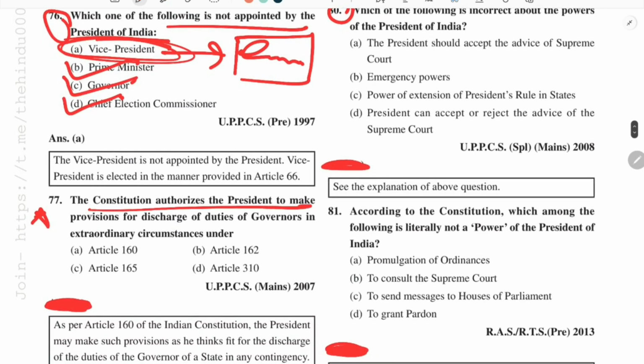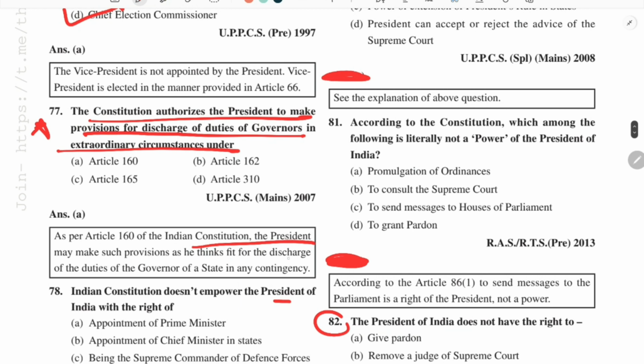The Constitution of India authorizes the President to make provision for the discharge of the duties of the governor in extraordinary circumstances. So I also do not know the answer to this question. We can read from this explanation only that as per Article 160 of the Indian Constitution, the President may make provision as he thinks fit for the discharge of the duties of the governor. So here you can remember the article, that article is 160 with regard to the governor, where the President makes provision for the discharge of his duties.